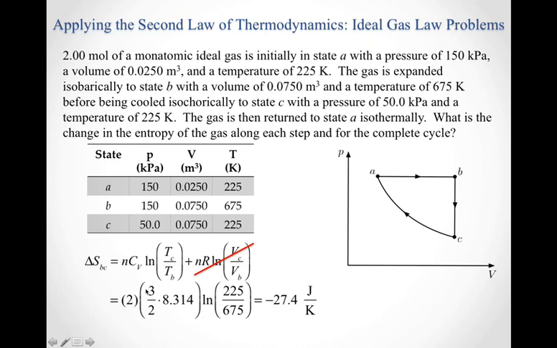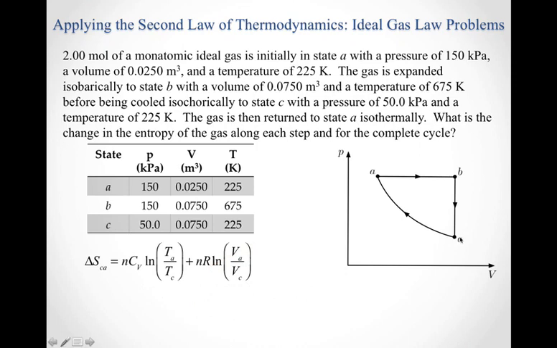And so I get that this is simply, plug in my values for the first, 2 times CV, in this case, since it's a monatomic ideal gas, is 3/2 R, times the natural log of my final temperature, the temperature at C, over my initial temperature, the temperature at B, and I get negative 27.4 joules per Kelvin. Again, that's consistent with the fact that in my energy calculation, I got that Q was negative along this process from B to C.